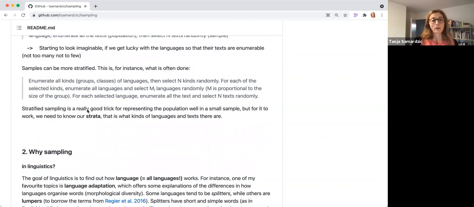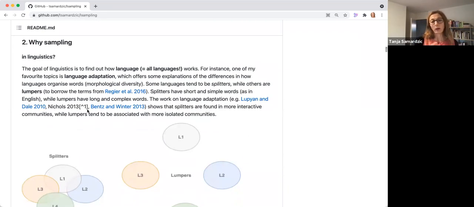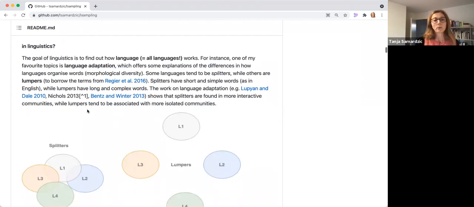Now let's just take a small pause and think about why sampling, right? Of course, we do sampling because we want to study a small sample in order to draw conclusions about the population. But here I try to make a few more convincing examples from linguistics. In linguistics, our goal is to study all languages, right? We want to know how language works, and in order to know that, we need to draw conclusions about all languages.